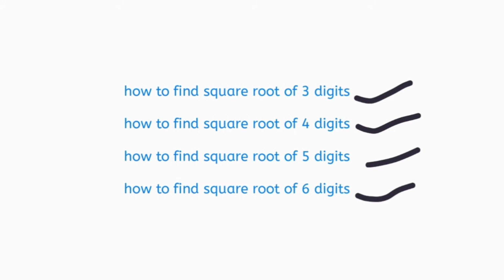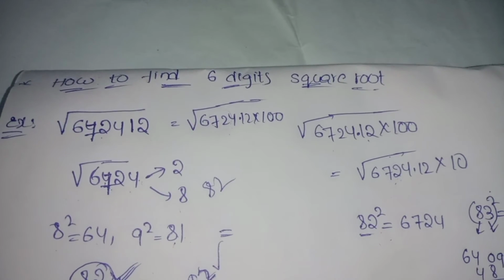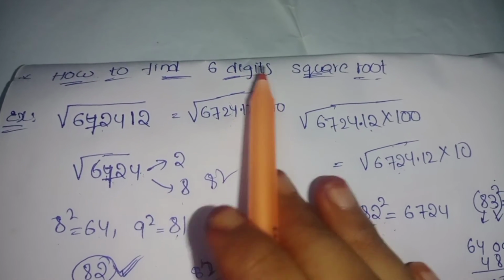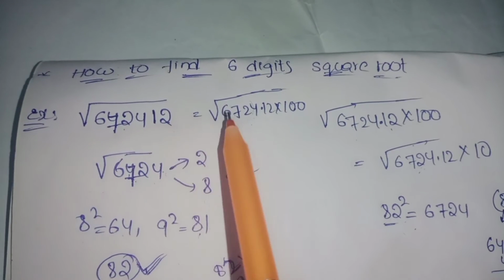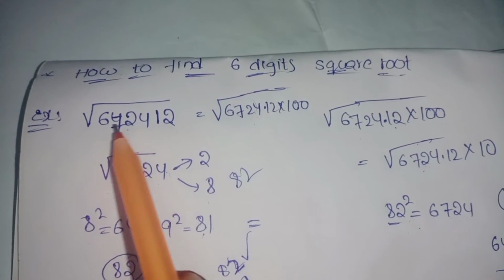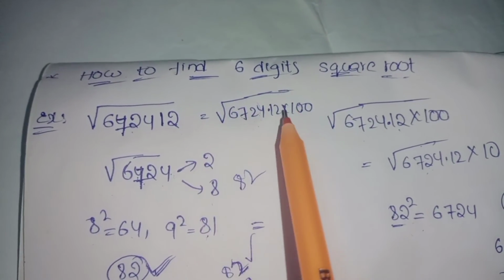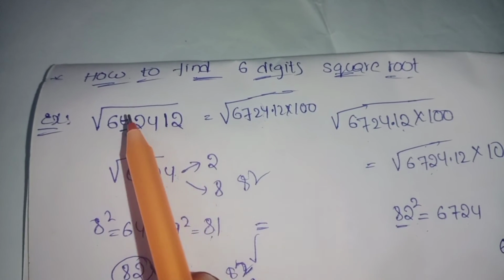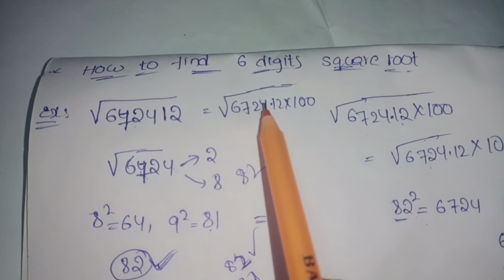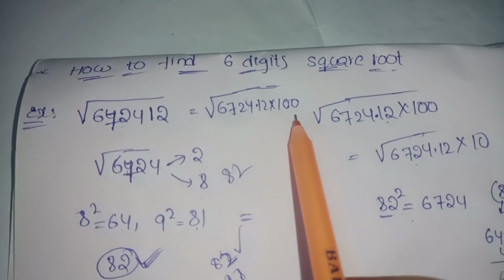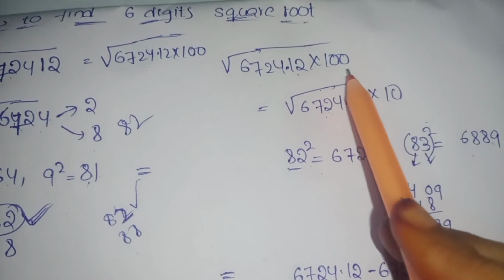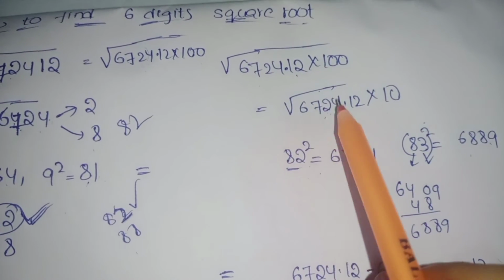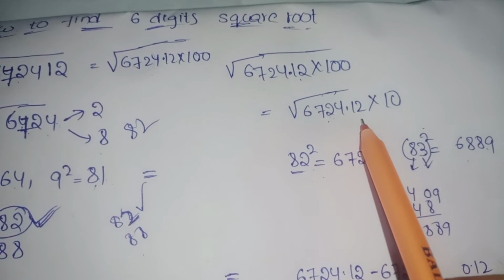The next example is how to find the non-perfect square root of 6 digits. Let us see one example. Square root of 672412. The first step, we take the first 4 digits and after that we put the point. Here the first 4 digits are 6724. After that I put the point and multiply with 100. Then I remove the square root of 100. I am getting 10. So now we have to find the square root of 6724.12.